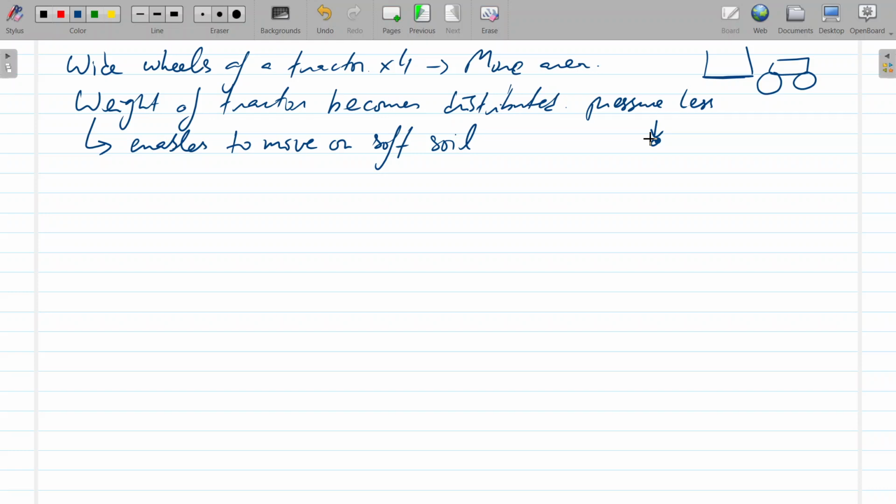For example, is it easy to plant a stick into soft soil? Like you're at the beach, you take a stick, you poke it into the sand, it goes in easily, right? Or for example, let's take your body weight example again.